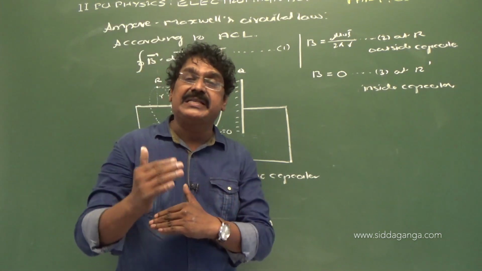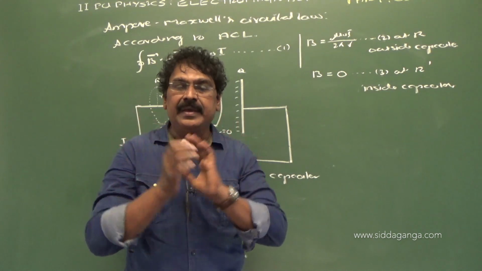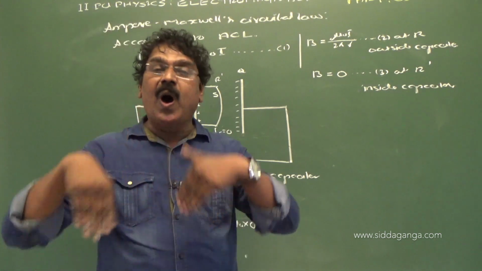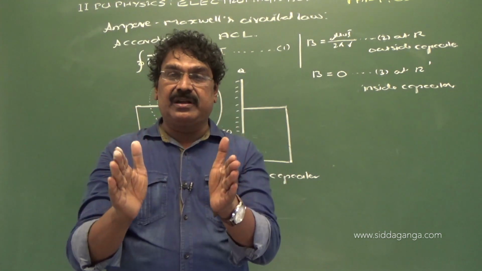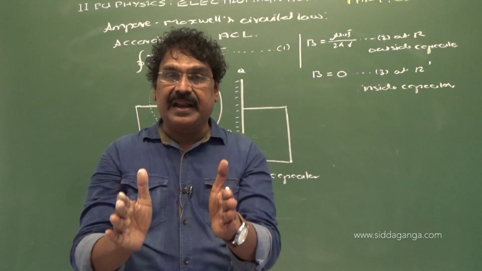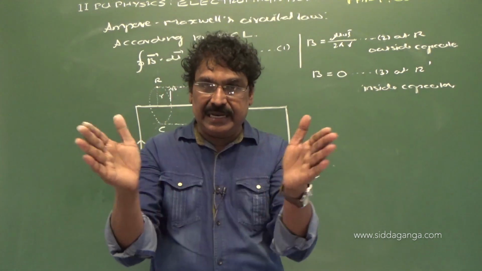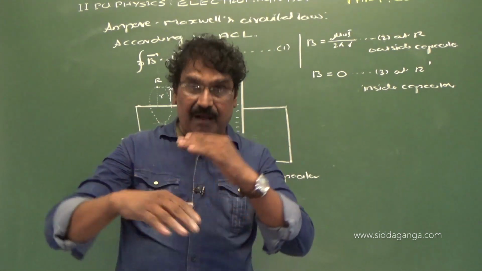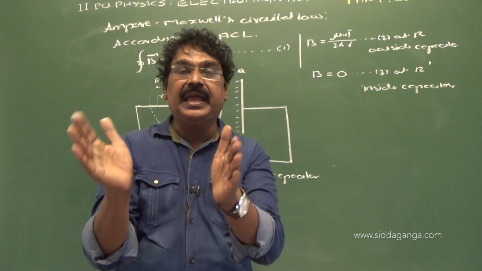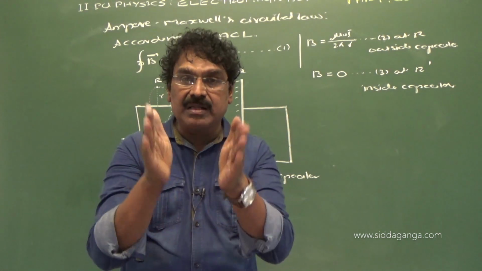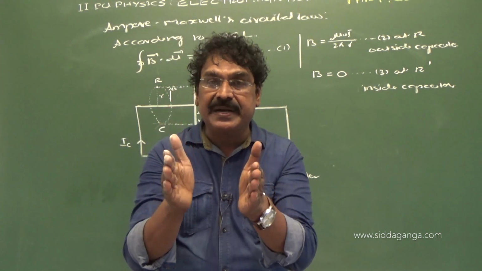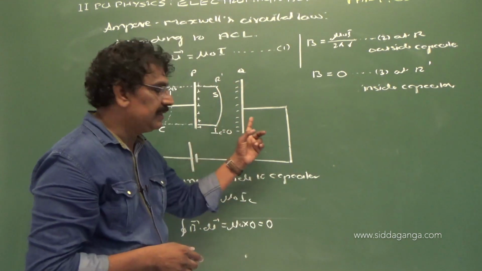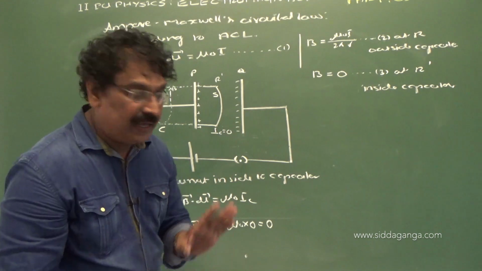Now, what is that missing factor? Here, that missing factor is a displacement current, or the rate of change of electric field. Now, listen carefully. According to Maxwell, he introduced the concept of displacement current to find the magnetic field between the plates of the capacitor.